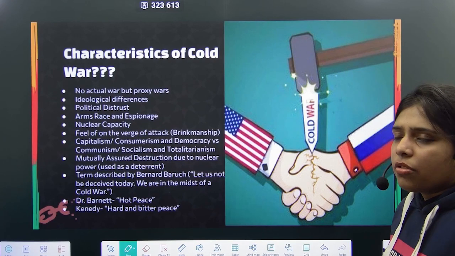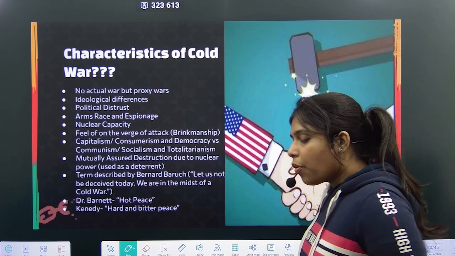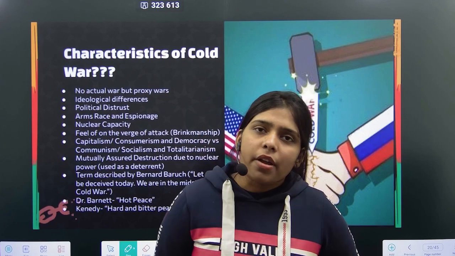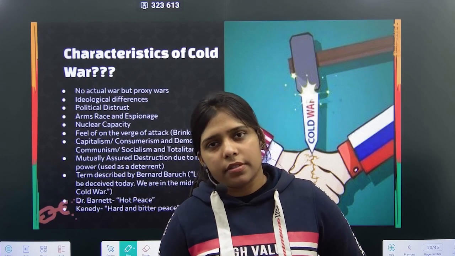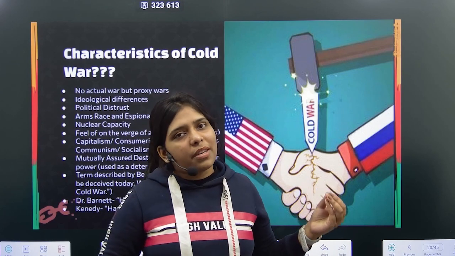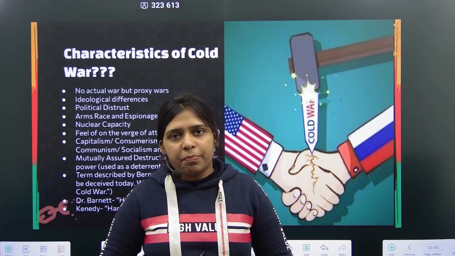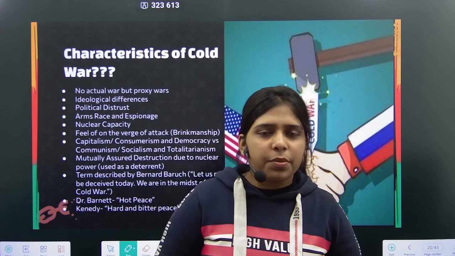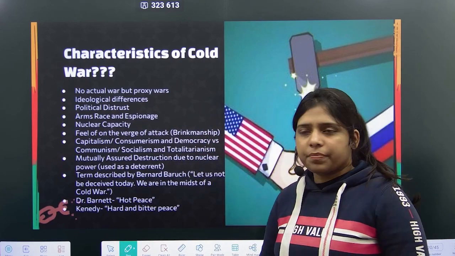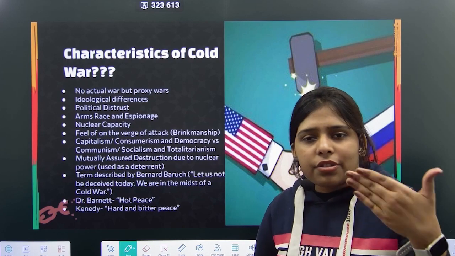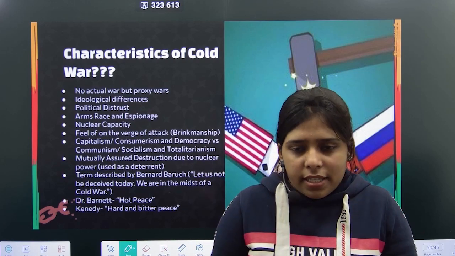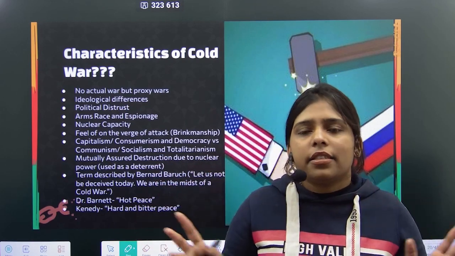What were the characteristics of Cold War? Please remember, Cold War is not an actual war. The definition of Cold War itself is ideological differences. There was no actual war, but there were ideological differences between both the powers. Number one, ideological differences between two powers. Number two, political distrust. I do not trust you, you do not trust me. Okay? And this distrust had been built upon by a lot of incidents.